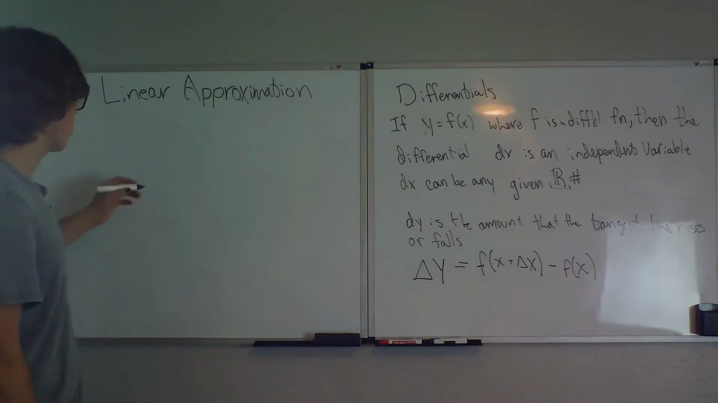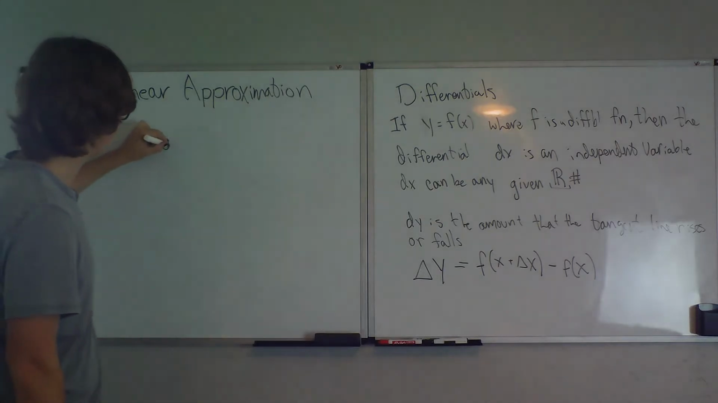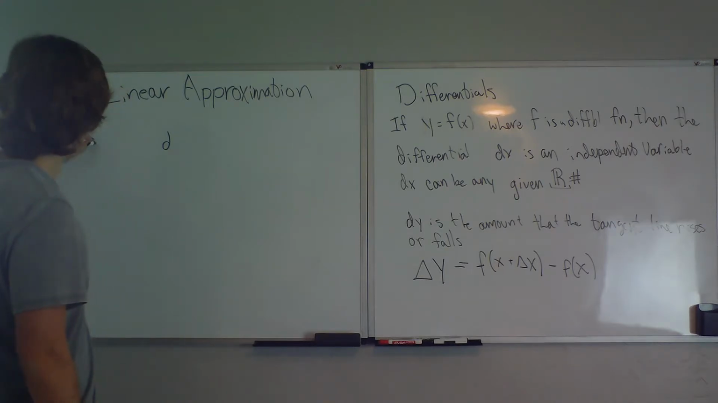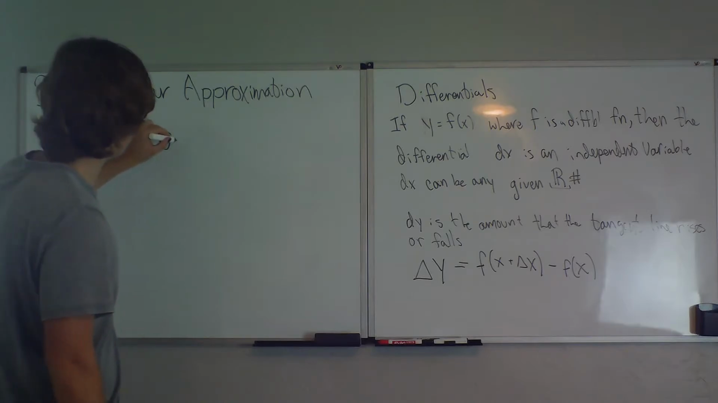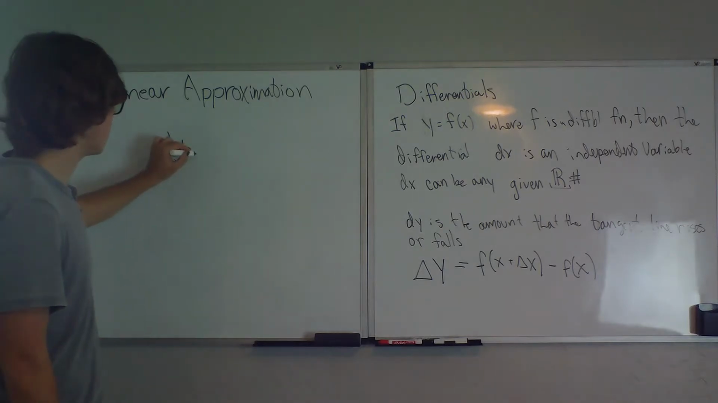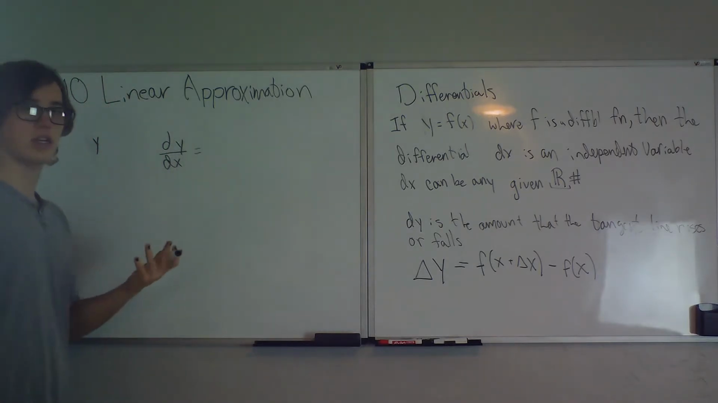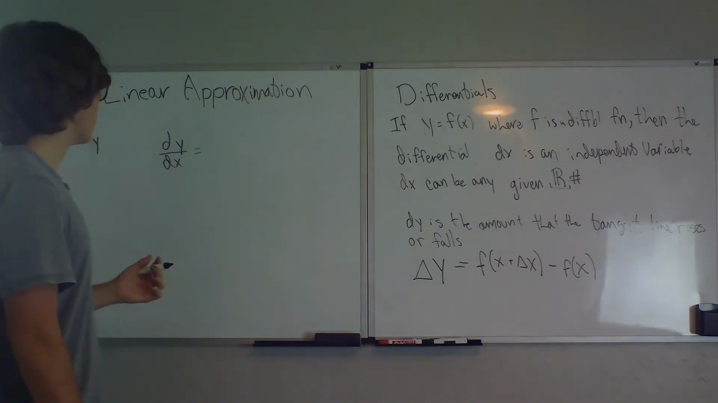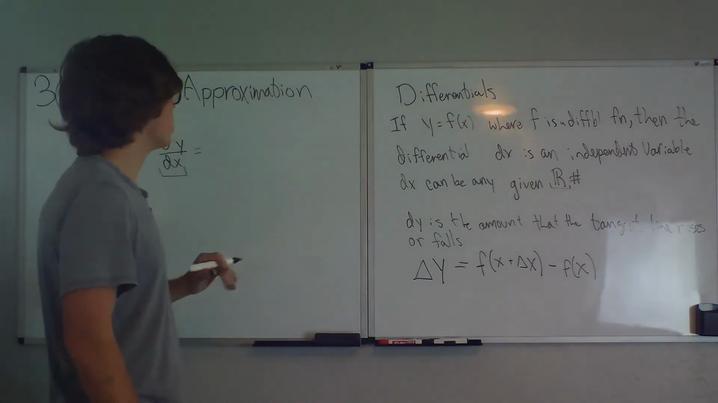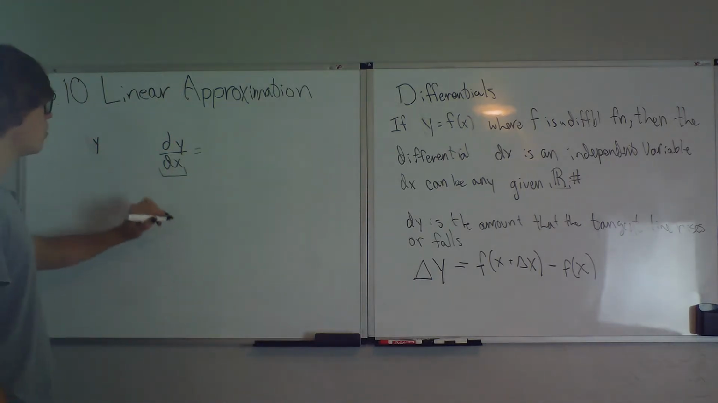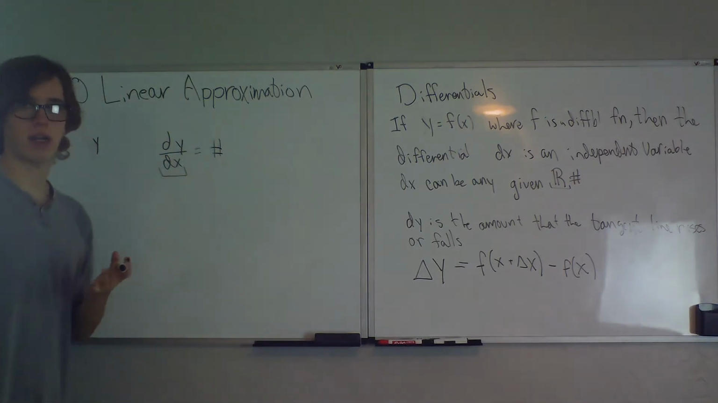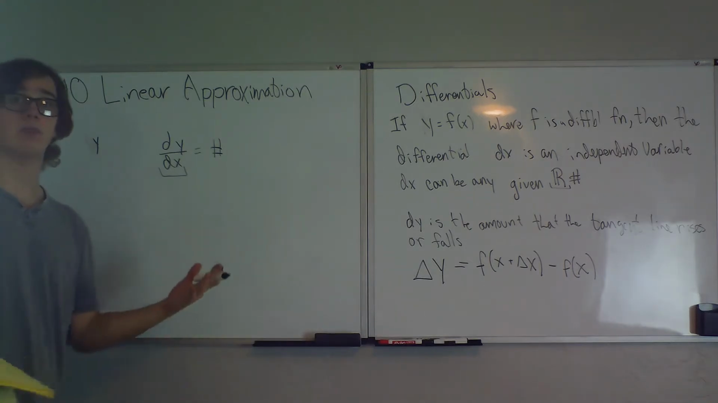So what is this saying? Well, we know the derivative of, let's just say y, is going to be dy dx, right? And this is equal to whatever our function may be. Whatever it is, it doesn't really matter. But what it's saying is dx is an independent variable and can be given any real number, because this will just output some sort of number at some point, and that's kind of arbitrary.